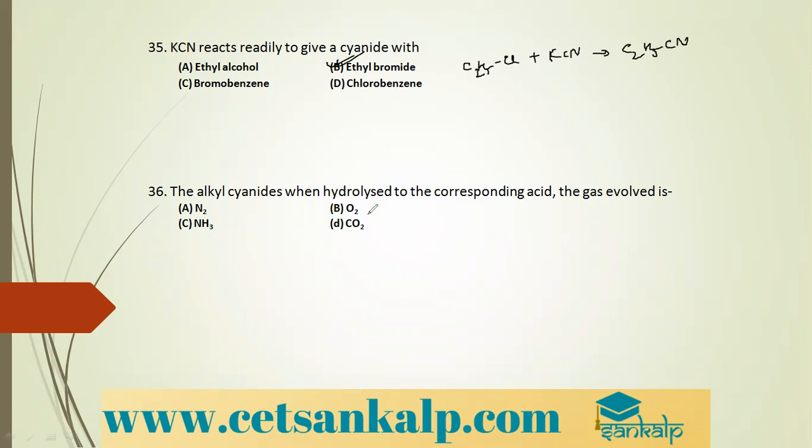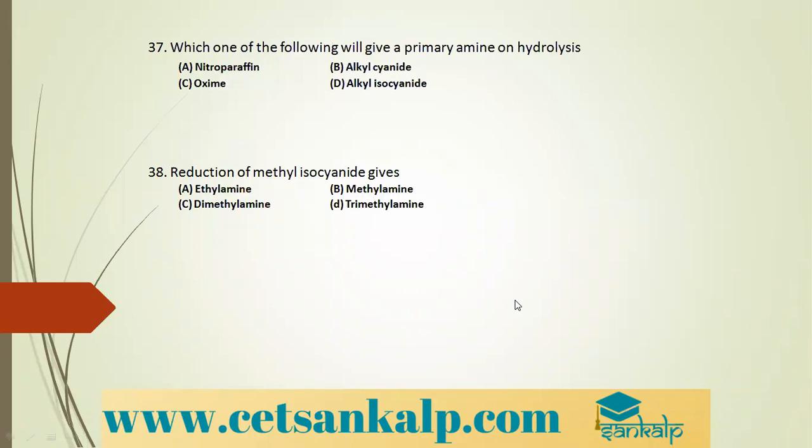When alkyl cyanides are hydrolyzed to the corresponding acid, what is the gas evolved? So alkyl cyanide is hydrolyzed. What do we get? We get the corresponding acid, COOH. What is the gas liberated? The gas liberated is ammonia. When you get the acid, the gas liberated is ammonia. Okay. Next question.